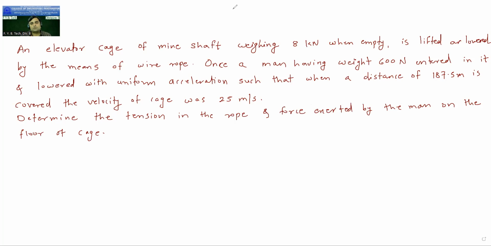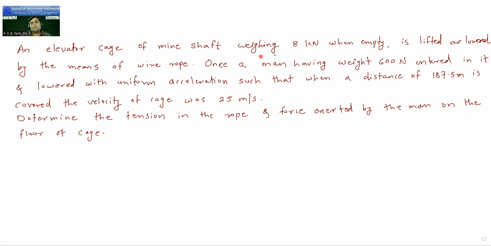Okay. Now, what is the problem we will see? An elevator cage. Elevator cage means lift. An elevator cage of mine shaft. Okay. In a mine shaft, we use that elevator cage. पिंजऱ्यासारखी जाळी असते त्यातनं लोक वर खाली करतात.